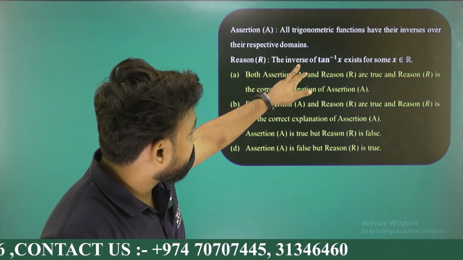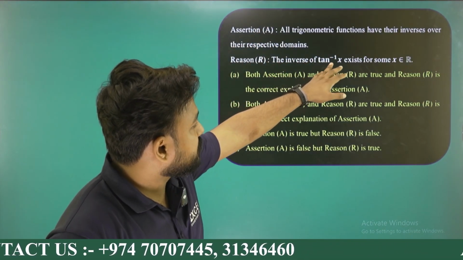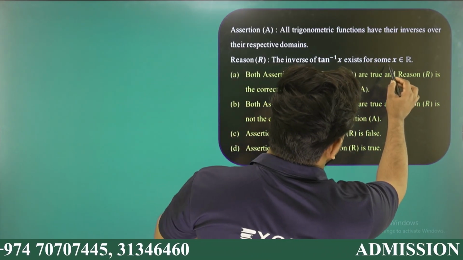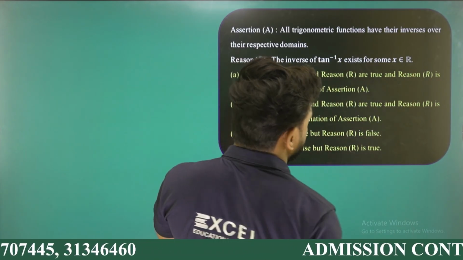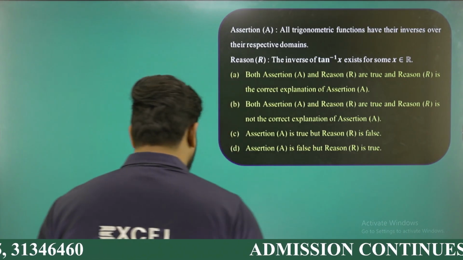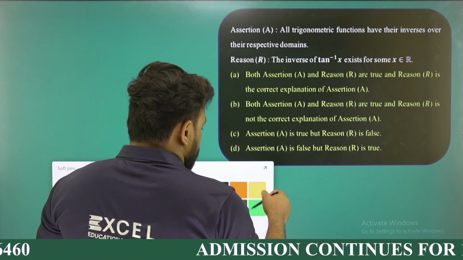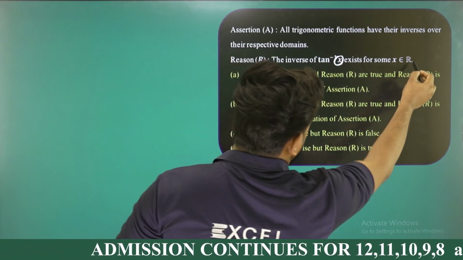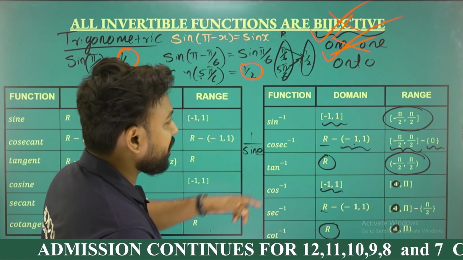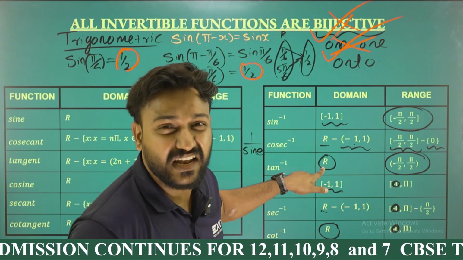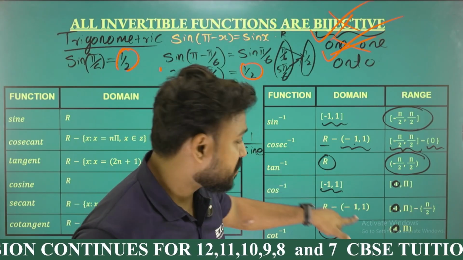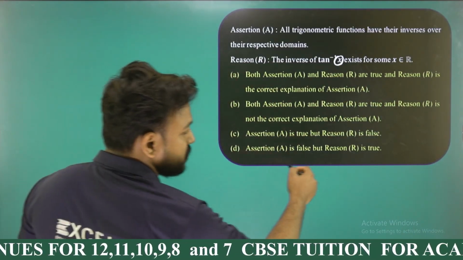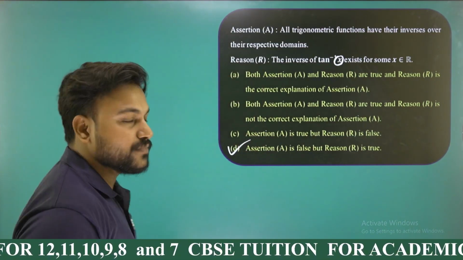The inverse of tan inverse x exists for some x belongs to real number. They're just asking you what? Is it allowed to take x from real number for tan inverse x? Yeah, the domain of tan inverse x, you can see, is any real number. You can take any real number for x. So this one is true. So the answer: assertion is false, reason is true. This is your answer. Okay, easy question.